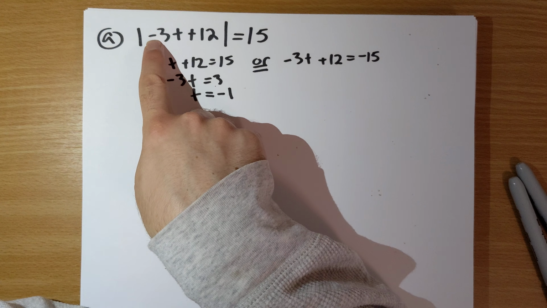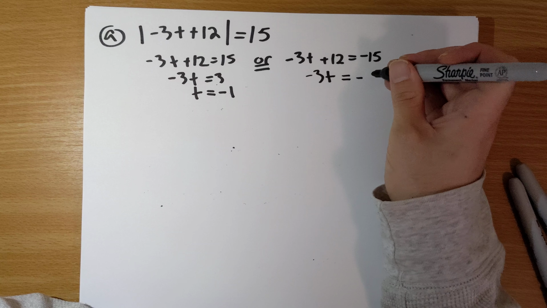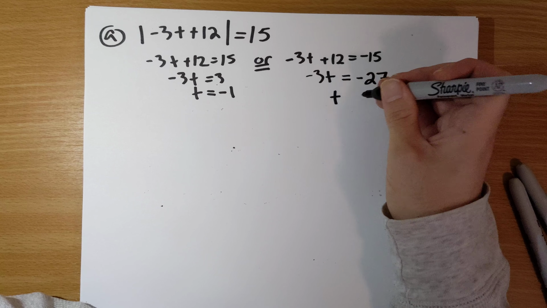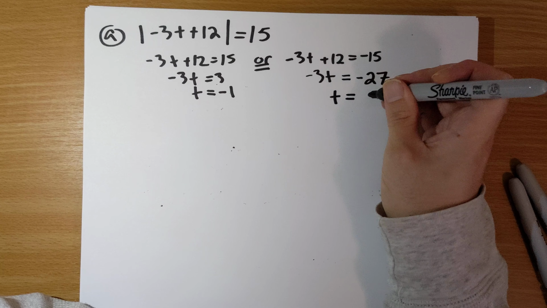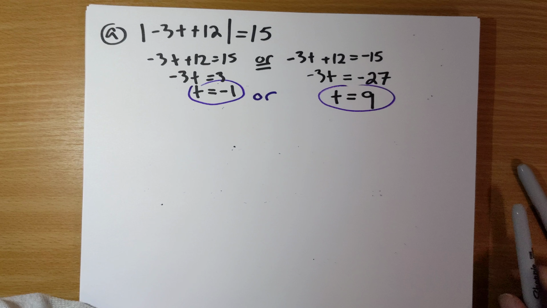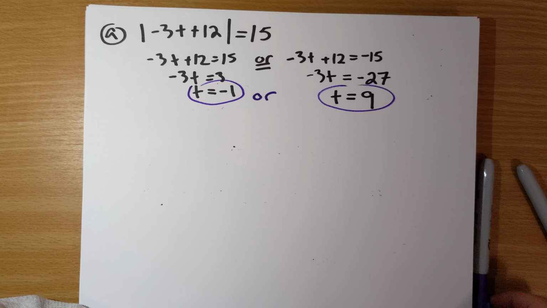On the other hand, we could have negative 3t plus 12 is equal to negative 15. Subtracting 12 from each side gives negative 3t is equal to negative 27, or t is equal to 9. So plugging up here, negative 3 times 9 is negative 27, plus 12 is negative 15. The absolute value of negative 15 is positive 15. So there are two possibilities here. t is negative 1 or t is equal to 9.